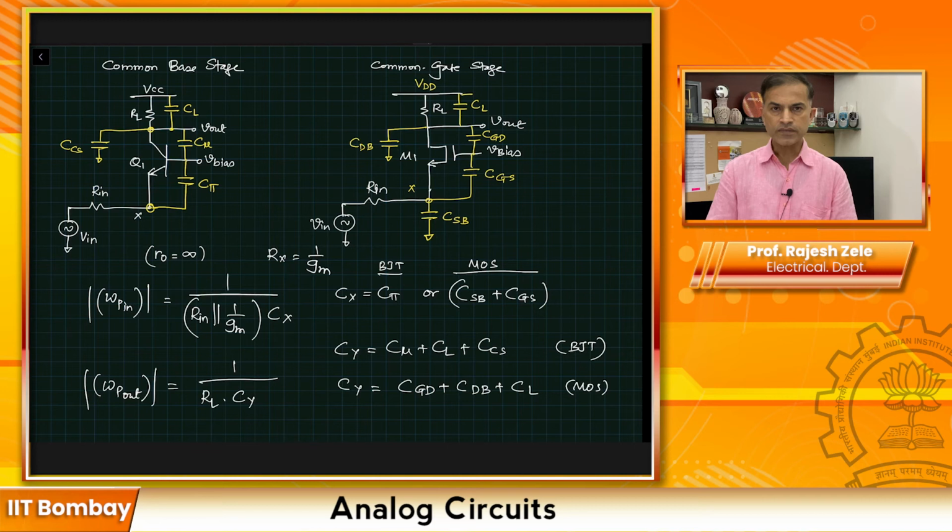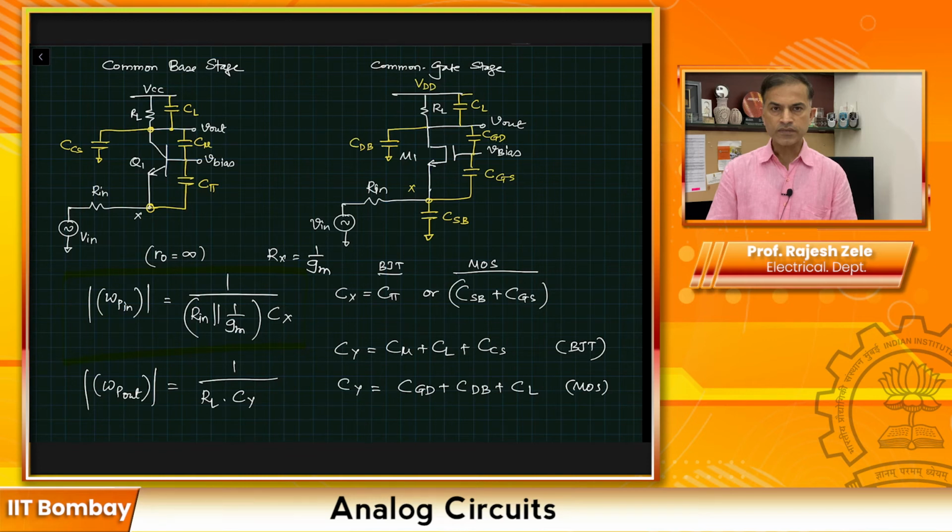So one comment here is, if you look at this particular factor right here, omega P in, that looks like, if you say that the GM dominates, 1 over GM is dominating in the parallel combination, which means the resistance looking into the emitter or source is a lot smaller due to high GM, then omega p in will be GM over Cx. And in this case, Cx will be C pi or CSB plus CGS.